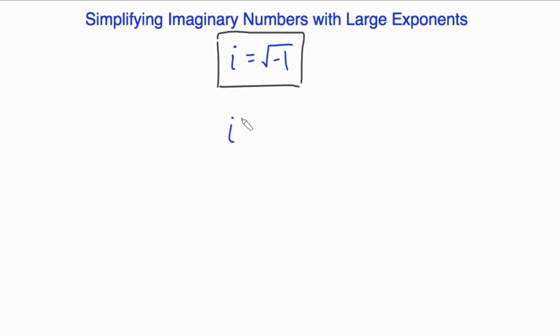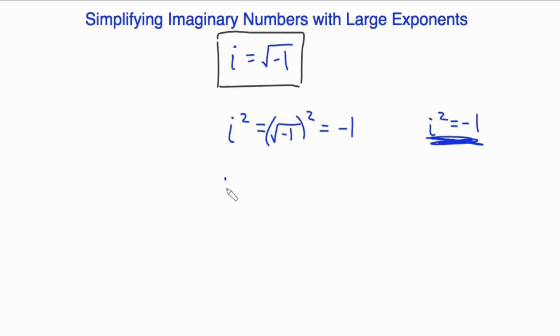So if we have i squared, if we square i, then we want to square the square root of -1. If we square that, the square root and the squared cancel out, so we get -1. This is the important thing that we're going to use in all of our simplifying. So we know i squared equals -1. Let's write that off to the side. If we do that, we're completely simplifying it. There's no more imaginary numbers.